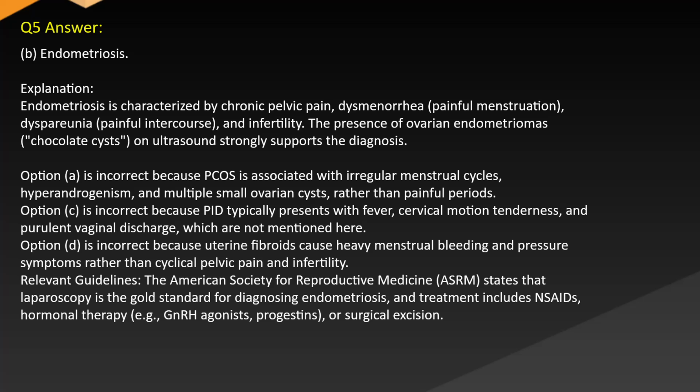Option A is incorrect because PCOS is associated with irregular menstrual cycles, hyperandrogenism, and multiple small ovarian cysts, rather than painful periods. Option C is incorrect because PID typically presents with fever, cervical motion tenderness, and purulent vaginal discharge, which are not mentioned here. Option D is incorrect because uterine fibroids cause heavy menstrual bleeding and pressure symptoms rather than cyclical pelvic pain and infertility.